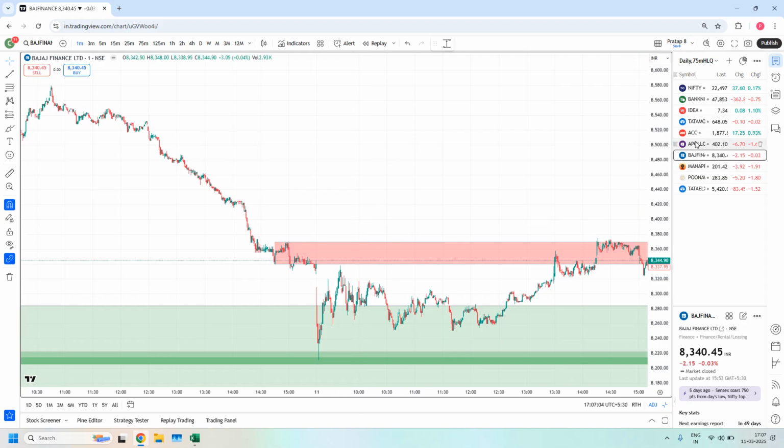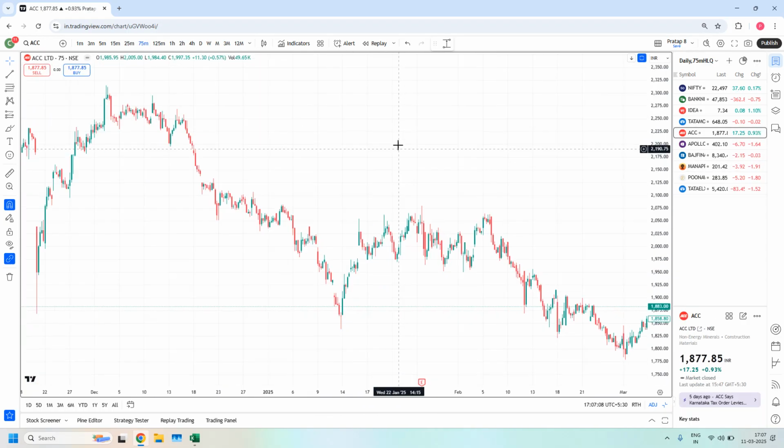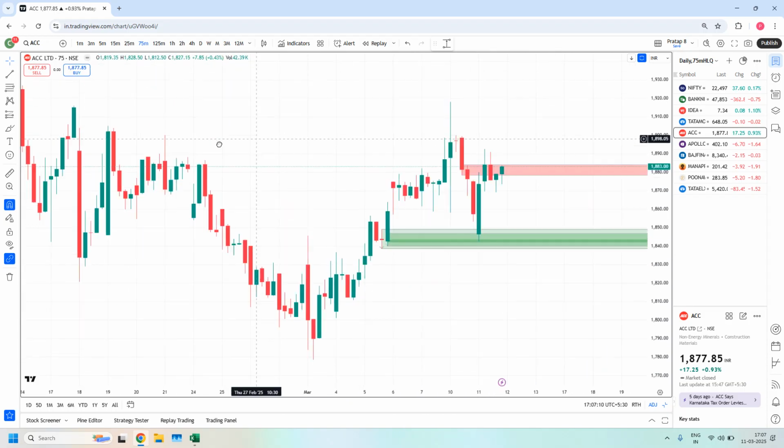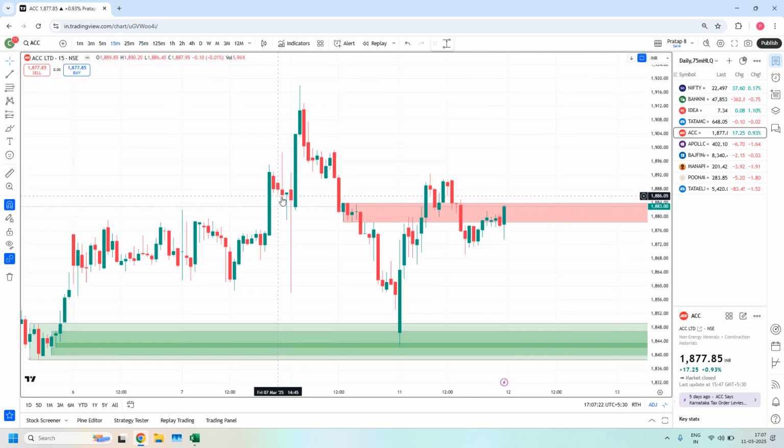And the next one is the ACC. This is also a 75 minutes high liquidity demand zone. Our software identified this as a drop base rally and we fine tune this drop base rally with 15 minutes time frame.